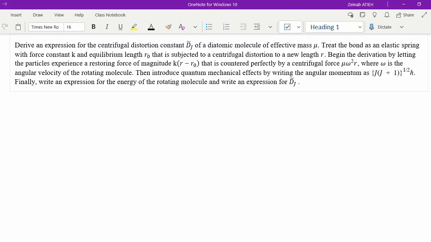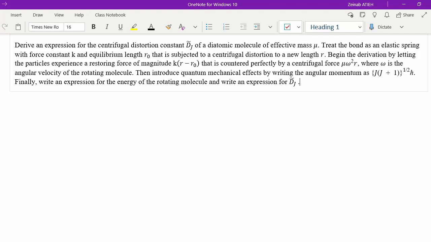In this exercise, we are going to derive an expression for the centrifugal distortion constant of a diatomic molecule of effective mass mu. We're going to treat the bond as an elastic spring with force constant k and equilibrium length r0 that is subjected to a centrifugal distortion to a new length r. So we're going to deal with the molecule as if the bond is elastic, and due to rotation it's going to stretch from a length r0 to a length r.